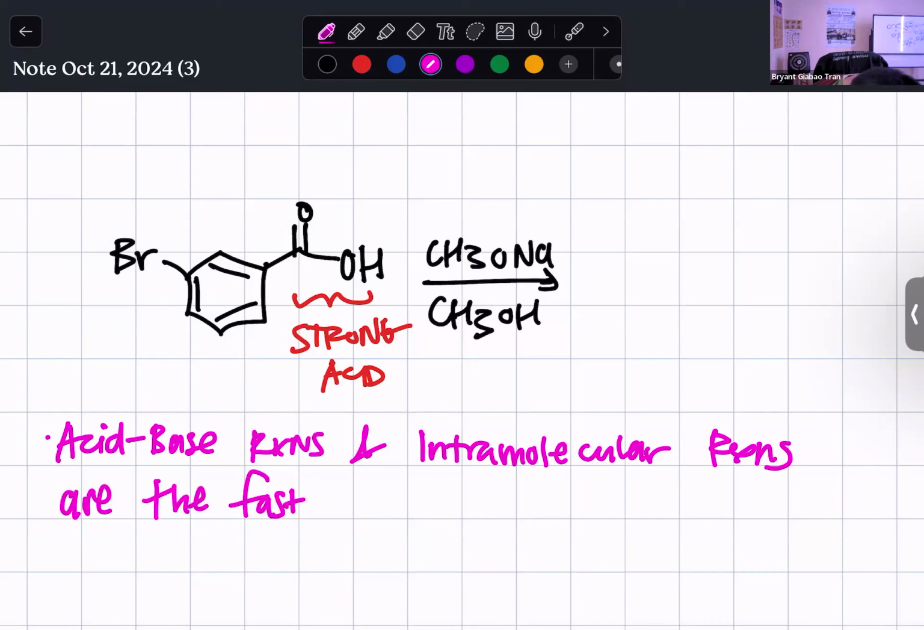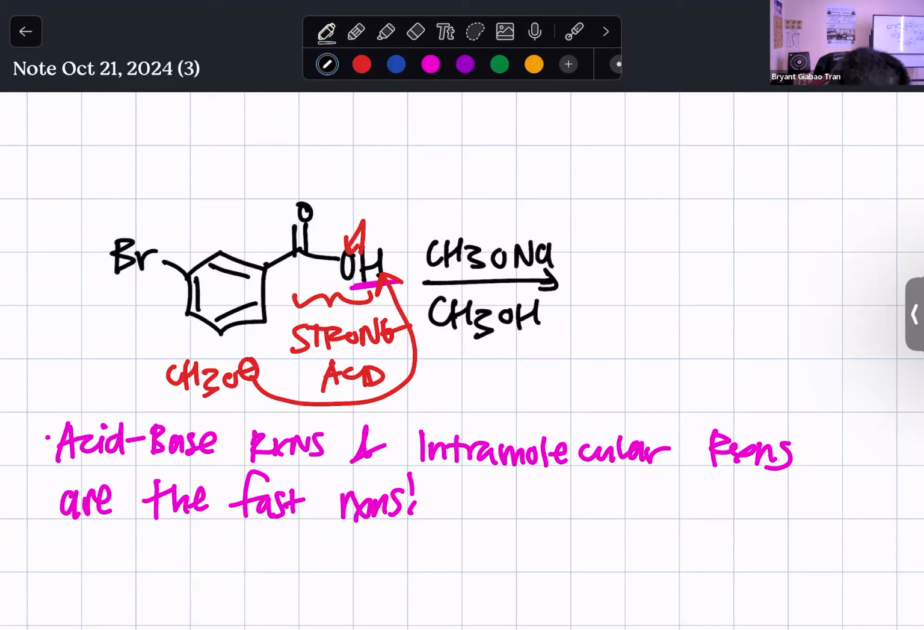So CH3O minus here is not going to attack the carbonyl carbon, right? Because an acidic proton is present. This H right here is going to be attacked by the O minus instead of the carbonyl carbon, right? Because acid-base reactions happen faster than nucleophilic acyl substitution or addition-elimination reactions.